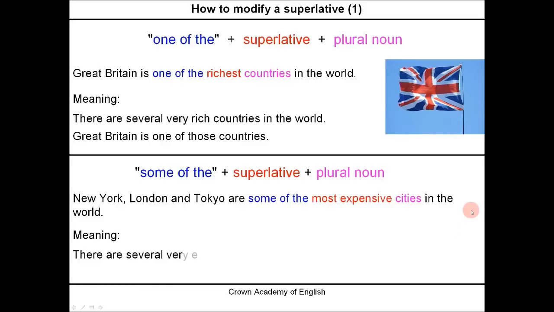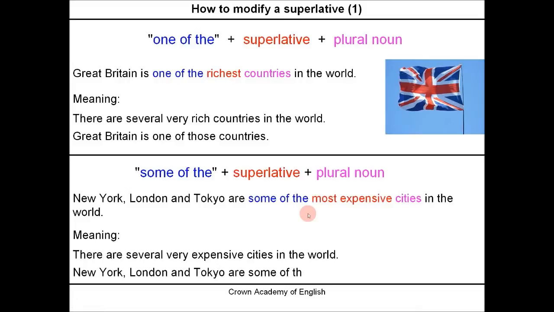And the meaning is similar. There are several very expensive cities in the world, and New York, London, and Tokyo are some of those cities. So again, we have a subgroup.